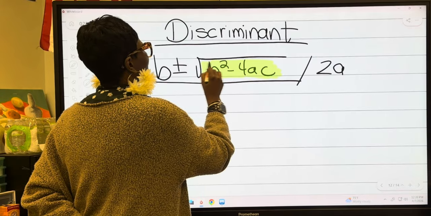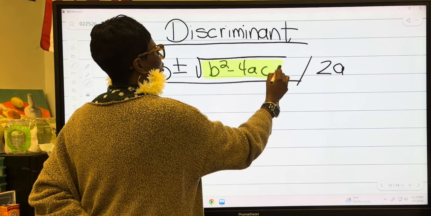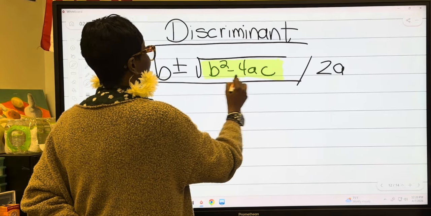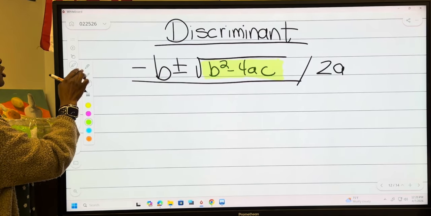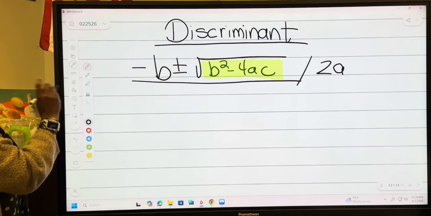Ms. Stampley, what if I forget? Where can you go? You could go on the wall. What if you take a test? On your reference sheet, right? So this is why I want you to see this, because I want you to see where it is.